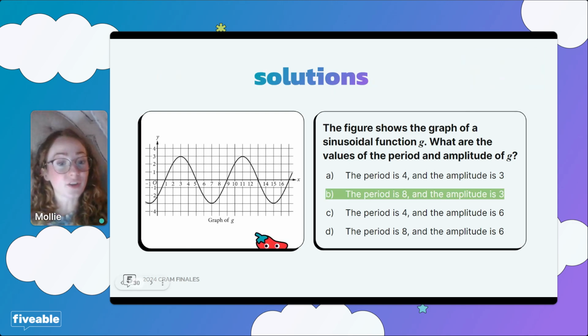All right, so if you're looking at this graph here, you can see that this function returns to its original position when x is equal to 8. So it completes one period when x equals 8, and the period for this function is going to be 8. As for amplitude, amplitude is the distance up from the x-axis, and you can see that it goes up to y equals 3. So your amplitude for this function is going to be 3. So the answer was B. Great job, guys.